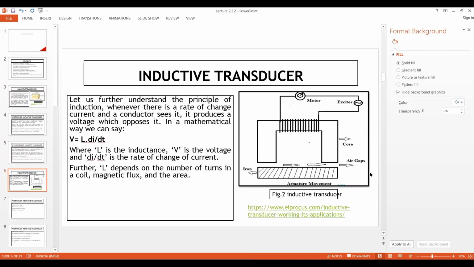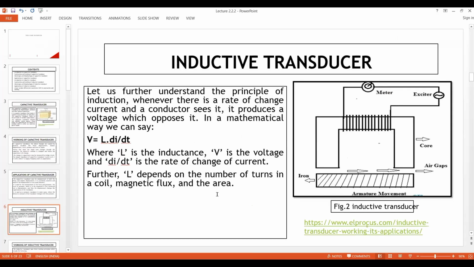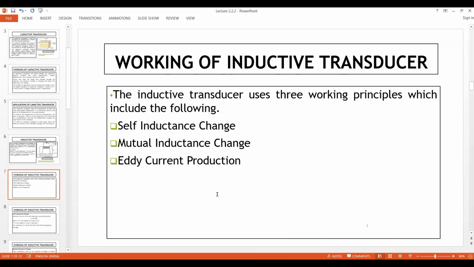Now let's go through the inductive transducer. In the inductive transducer, we are basically going to understand the rate of change of current. V is equal to L dI/dt, which we studied in the AC and DC circuits video. The link is given in the description. L is the inductance, V is the voltage. We are also dealing with flux and area. Armature movement would be there, and it would be excited, and dI/dt is very, very responsible for this.